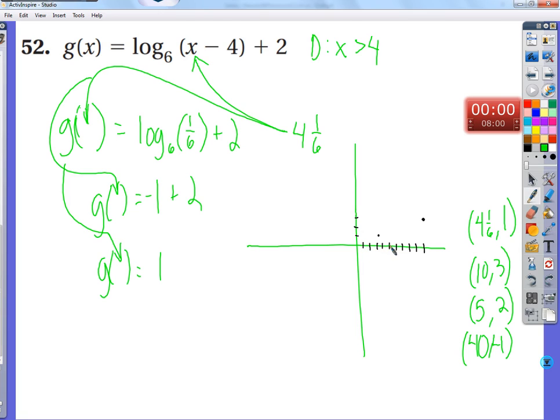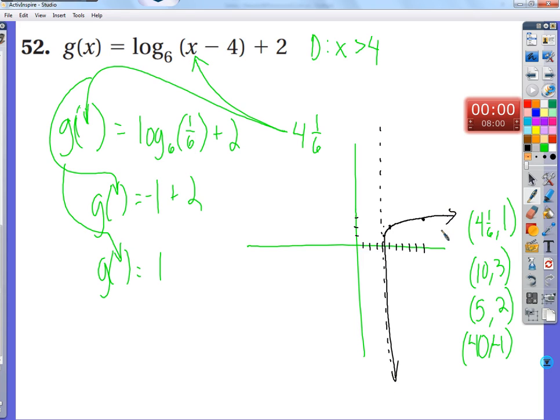1, 2, 3, 4, 5, and okay, lost it. 5, 2. And we can do 40, 4, but do it. Well, I got the x needs to be bigger than 4, which means I did something wrong. When I counted off 4 and a 6, I counted off 3 and a 6. That should be 1 over 9. So we have to stay to the right. The graph needs to stay to the right of this, bigger than 4. Actually, we have this here, and it swoops down like that.